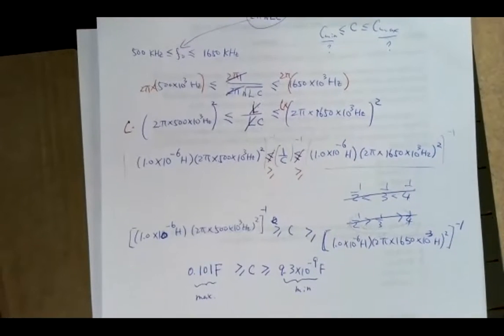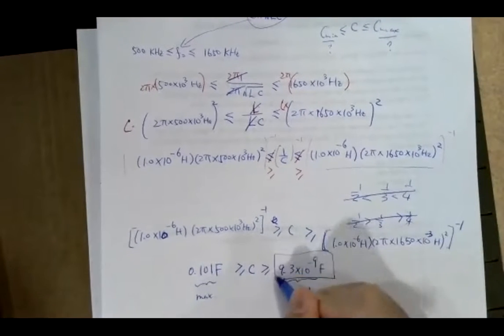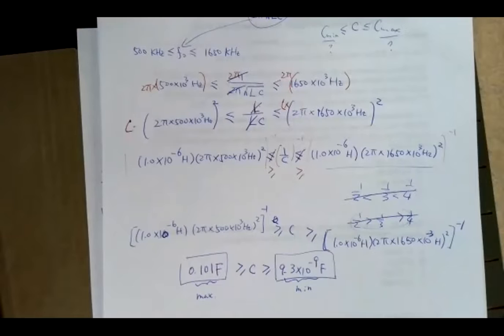Okay, so you should have a capacitor that can vary from here to that number. Okay, a range of that. All right. Any questions you guys might have?